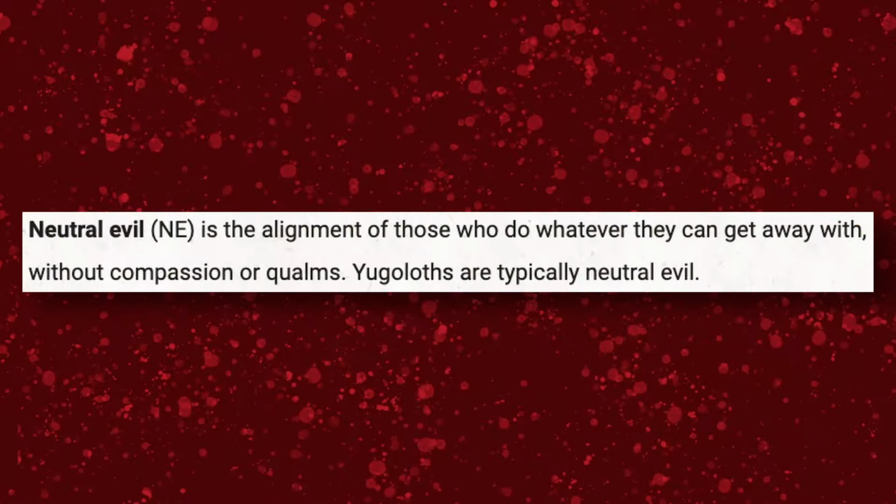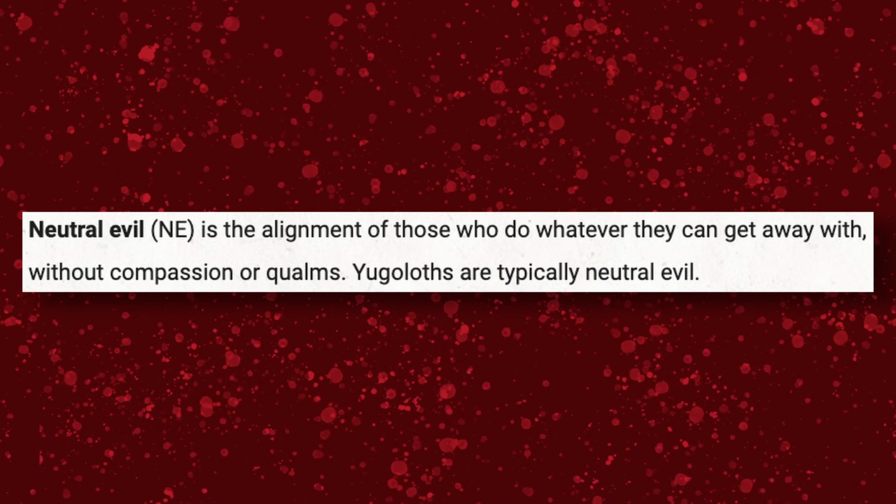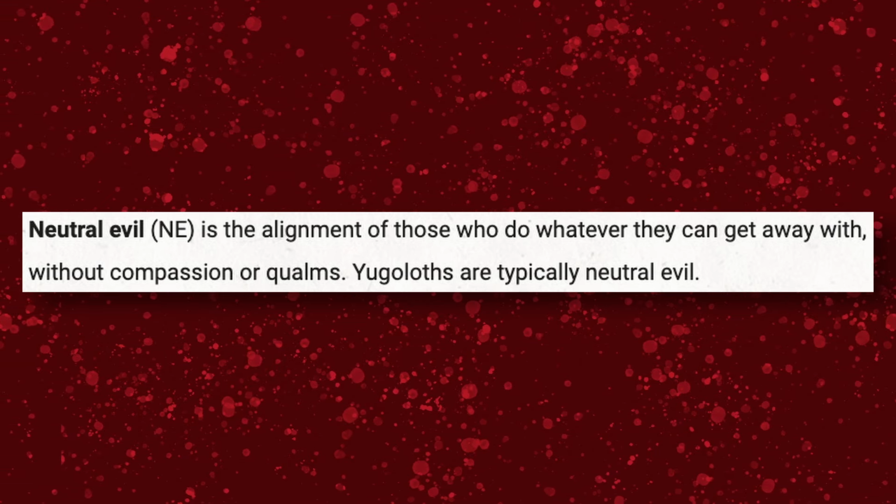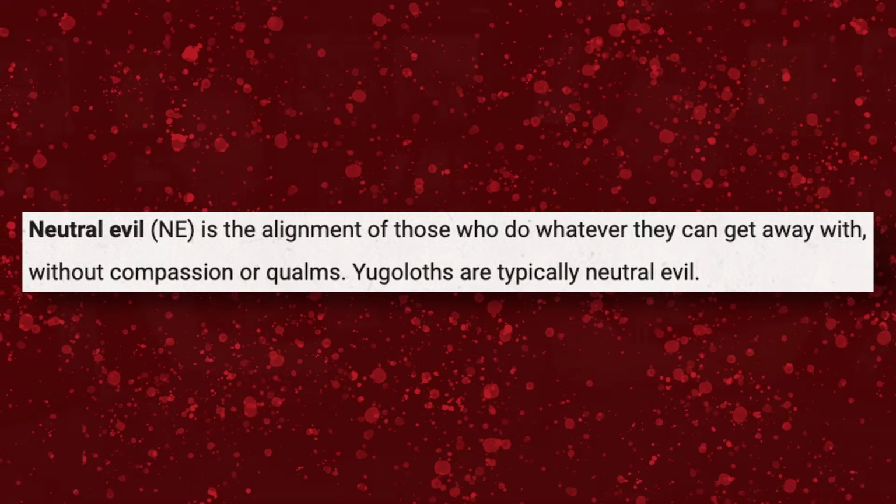And there's neutral evil. The rules describe this as the alignment of those who do whatever they can get away with without compassion or qualms. Yugoloths are typically neutral evil. It's a funny example because that's not necessarily a household name monster for D&D. Yeah. I think that Saruman is neutral evil. He doesn't care about the code with Sauron. He's playing both sides to his own advantage, but he's clearly thoroughly evil.